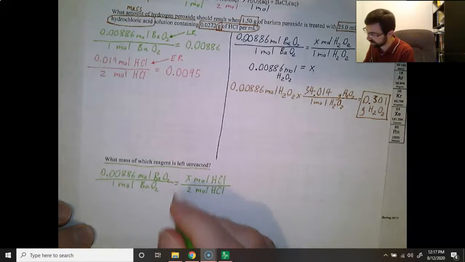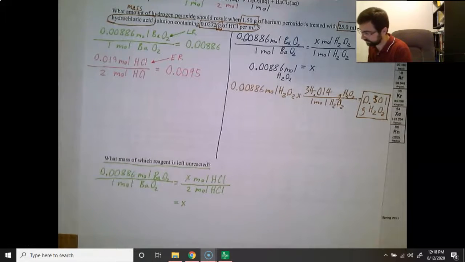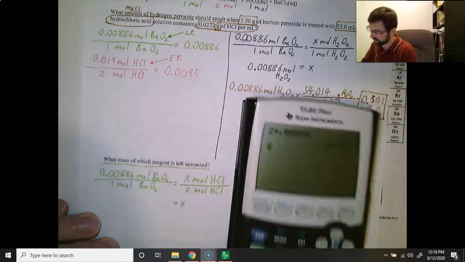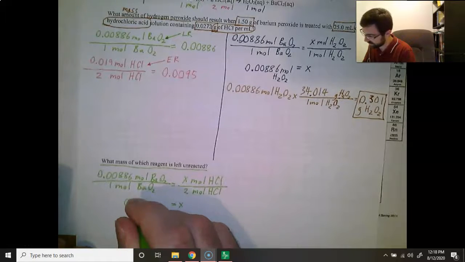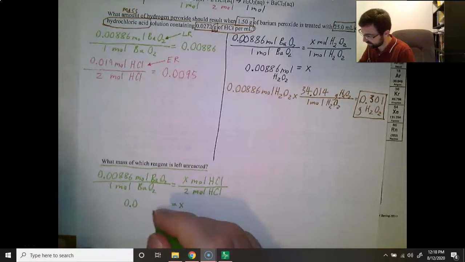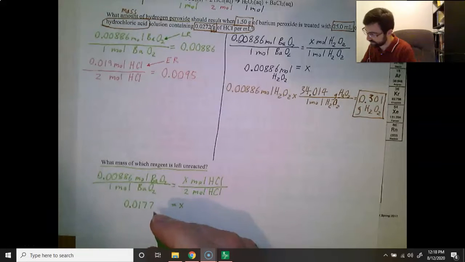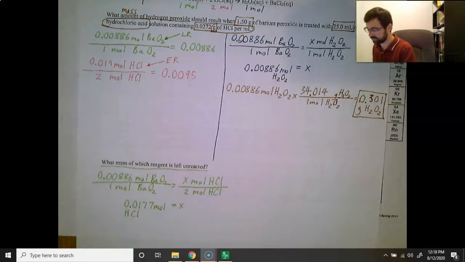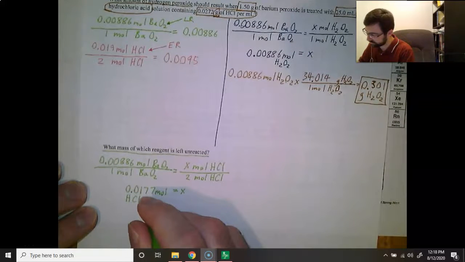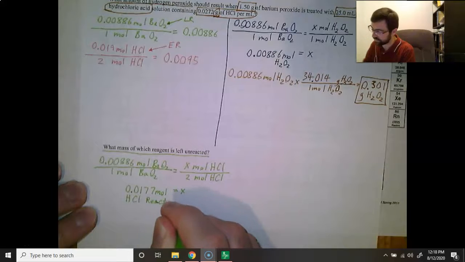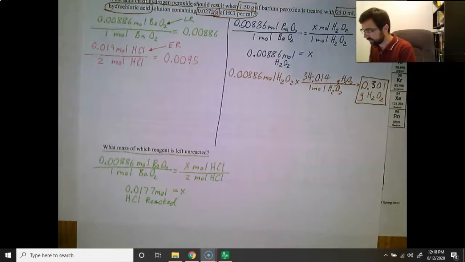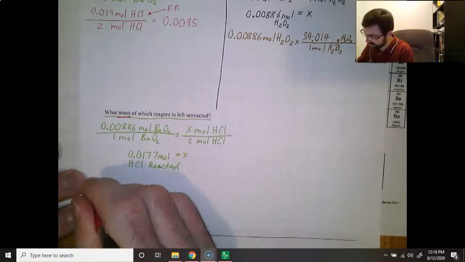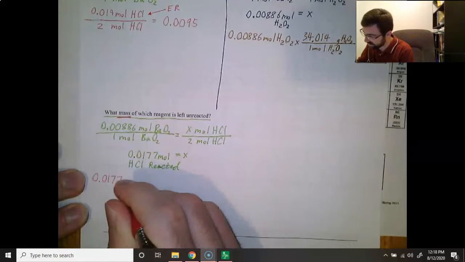X times 1 is x equals 2 times 0.00886. And I get 0.0177. And that is moles of HCl. Now, is that the moles that didn't react or the moles that did react? It's the moles that reacted. Okay, those are the moles reacted. All right. Well, I need to turn that into grams because it asks about mass. So I have 0.0177 moles of HCl.